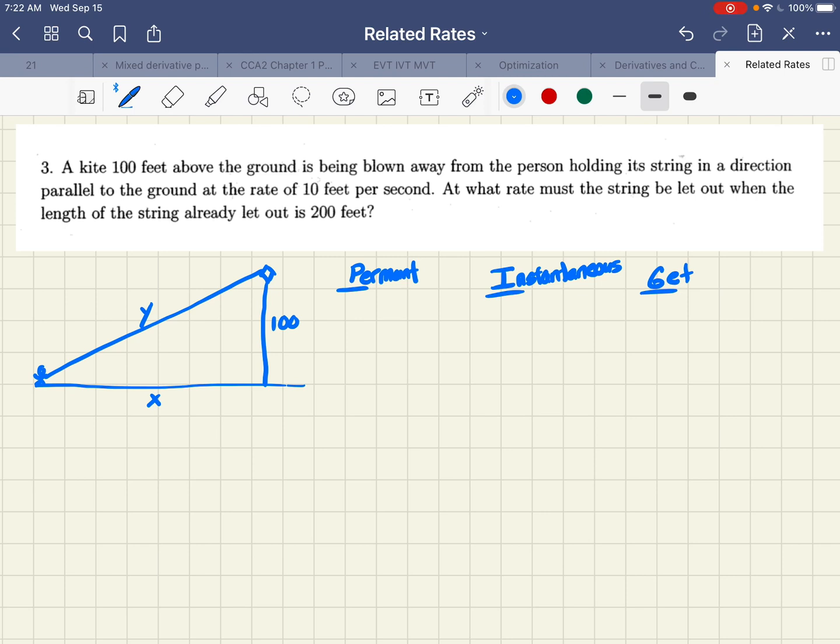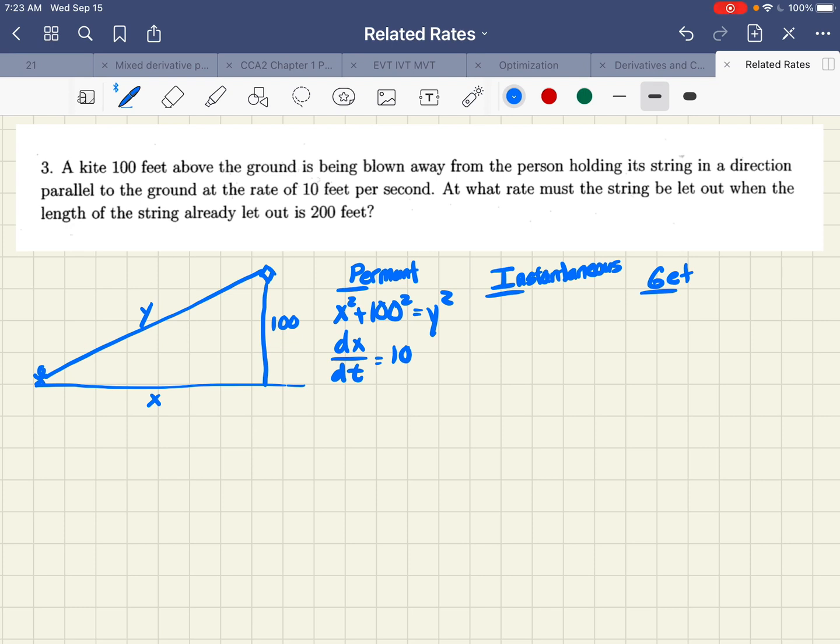All right. So the first thing I can do, what's permanently true, is a relationship in this triangle, which is that x squared plus 100 squared equals y squared. So just the Pythagorean theorem. And the kite is being blown away parallel to the ground at the rate of 10 feet per second. So that means x is increasing, so dx/dt is 10. If it was going towards the person, it would be negative 10.